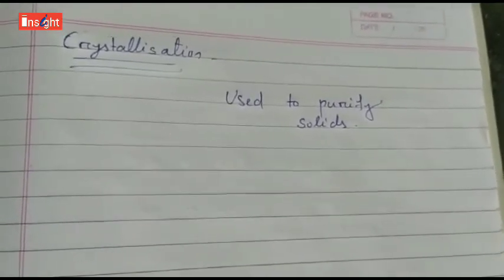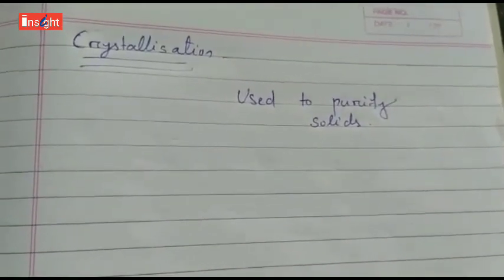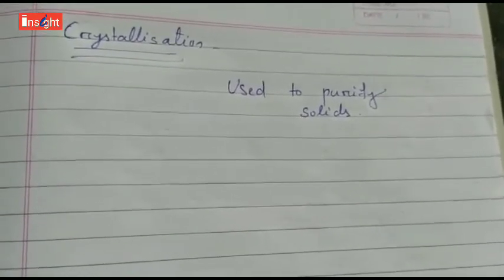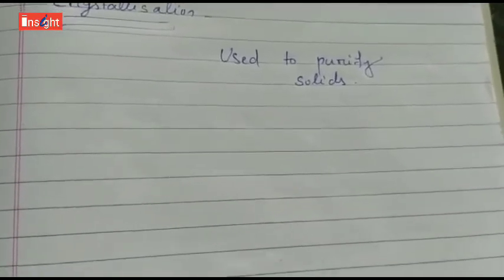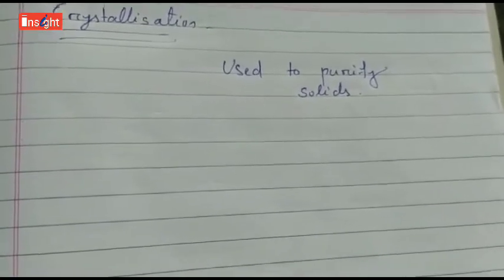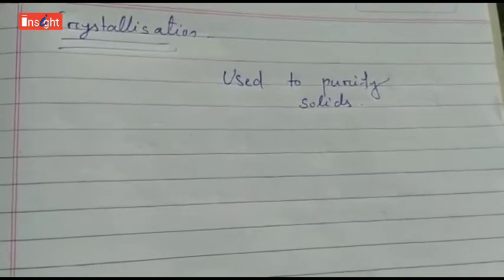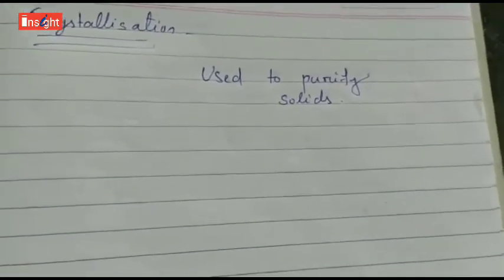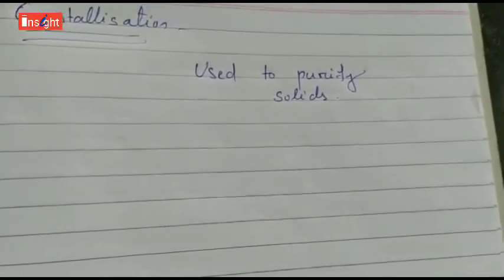For example, we will take some sample of copper sulfate. We will take copper sulfate in a china dish, then we will dissolve the copper sulfate in a minimum amount of water. Then we will filter the impurities, and whatever water is left in the copper sulfate, we will remove by the process of evaporation.